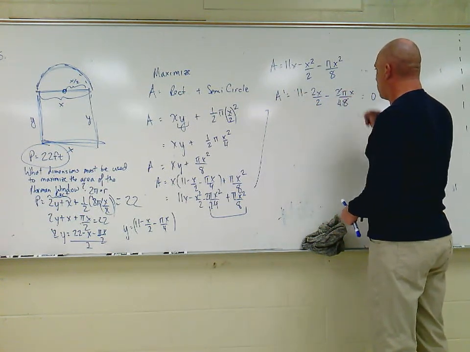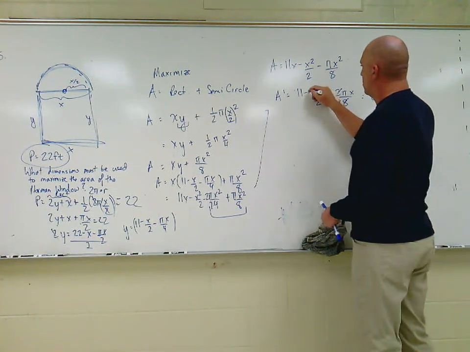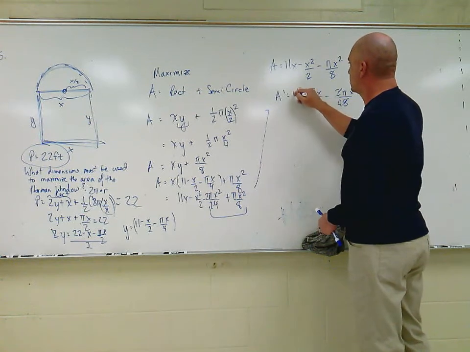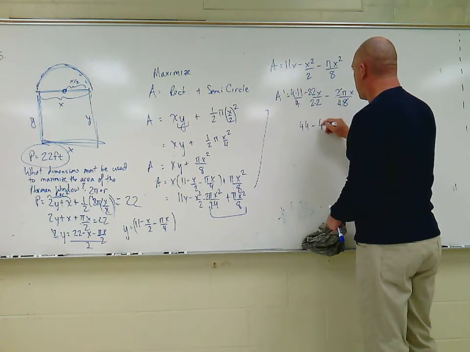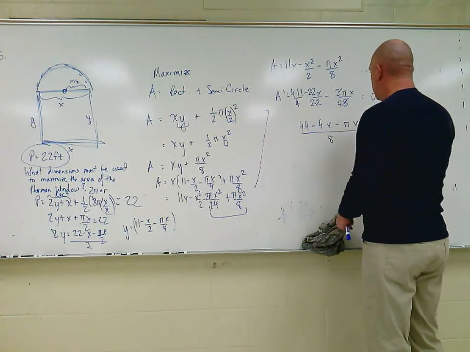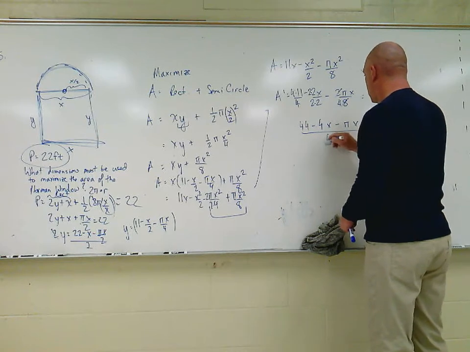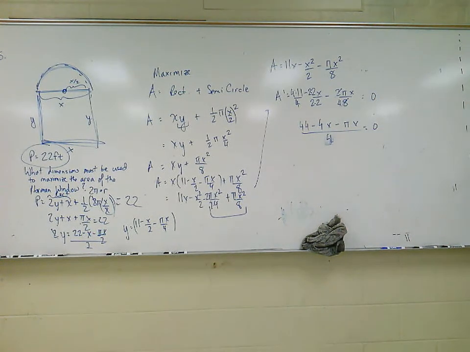Reduce that down to a 4. So that's pi x over 4. That's going to be 4x over 4. That's going to be 44 over 4. So I got 44 minus 4x minus pi x all over 8. I'm sorry, all over 4 equals 0. So I got a common denominator.